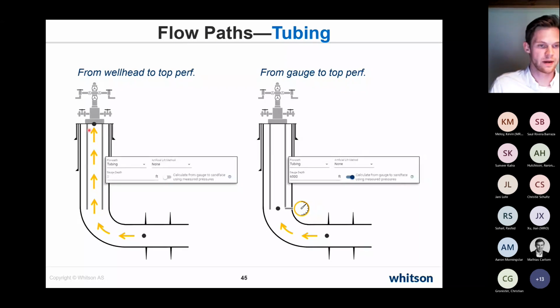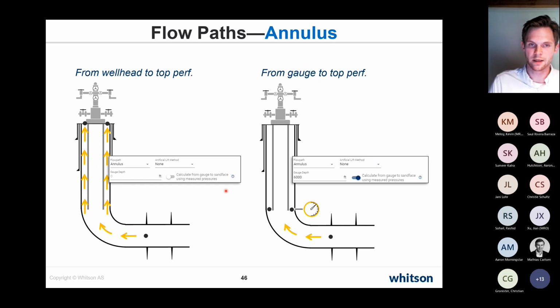Same thing for tubing. Now we have a tubing installed, and the tubing flow path means we're just flowing up the tubing, either all the way to the well, either we're computing from the wellhead down to the top perforation, or from a gauge down. Annulus speaks for itself. That's when we're flowing up the annular space. Same thing there with or without the gauge.